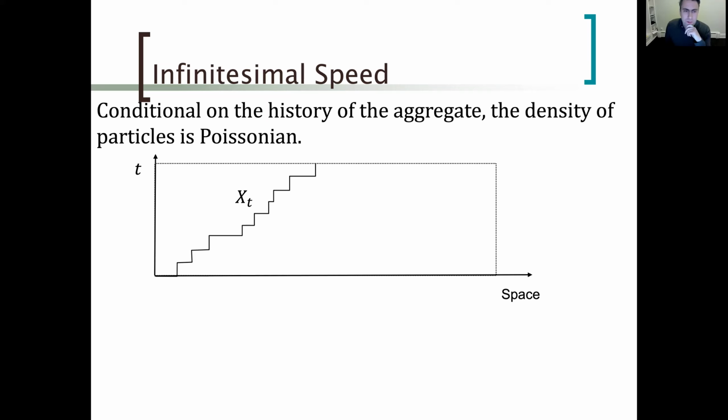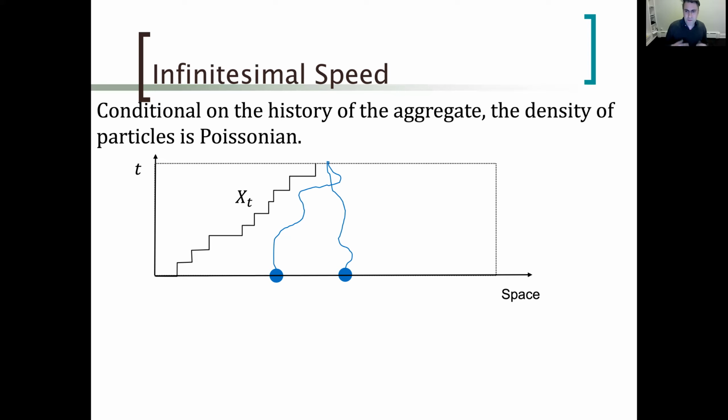Okay, and I want to say a little bit about the proof. The main idea is that X_t, the length of the aggregate, is a jump process, and it has at each time some infinitesimal jump rate. And so you could ask, what is that conditional on its past? That's basically related to the density of particles sitting right in front of the aggregate. It turns out that if you condition on the past of X_t, the number of particles sitting in front of it is still Poisson, but it's Poisson with a different mean.